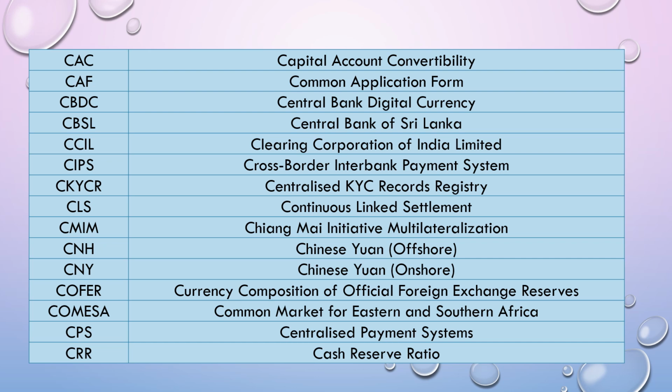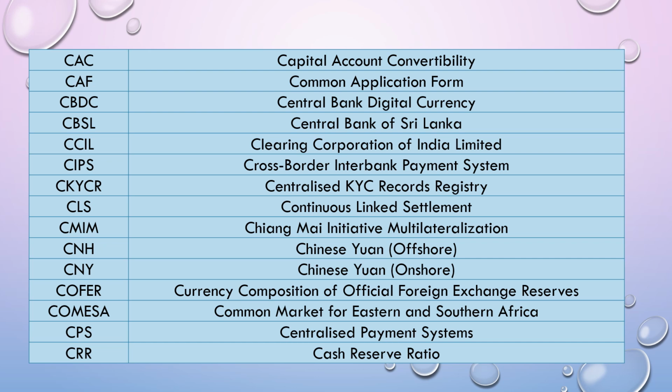CBDC, Central Bank Digital Currency. CBDCs are a form of digital currency issued by a country's central bank. They are similar to cryptocurrencies except that their value is fixed by the central bank and equivalent to the country's fiat or sovereign currency. CBSL, Central Bank of Sri Lanka. CCIL, Clearing Corporation of India Limited.